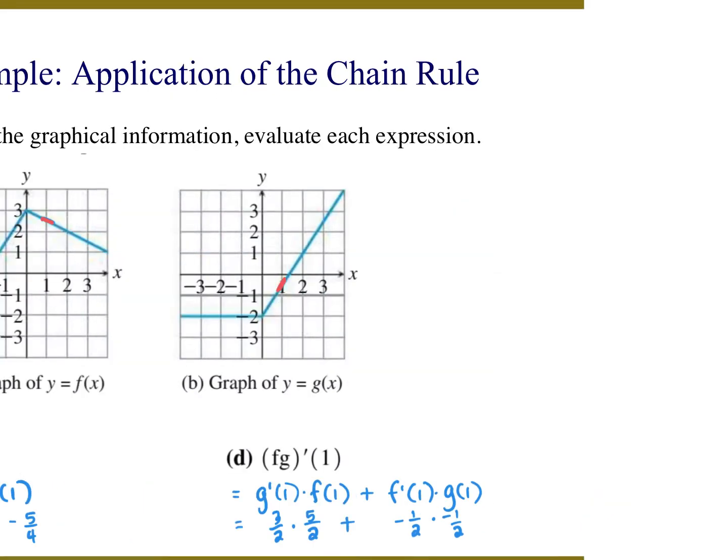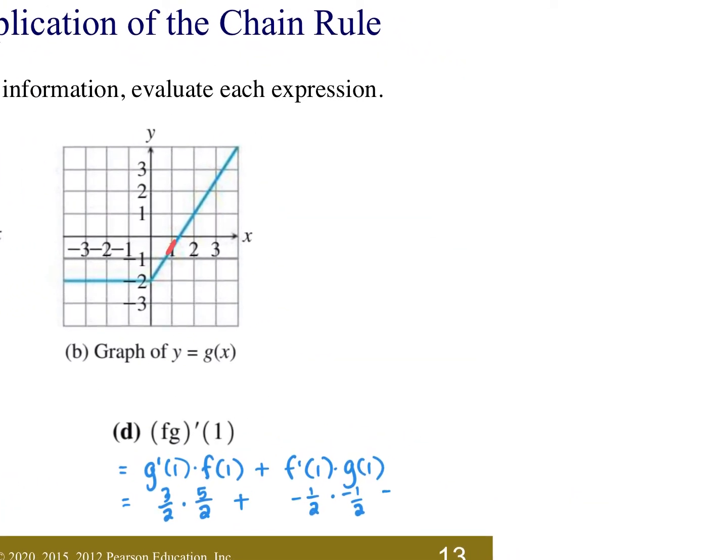All right, and so then we want to just simplify and clean that up. So 3 times 5, 15 over 4. And then plus the 2 negatives, plus 1 over 4. So 16 over 4, so we're just looking at a value of 4.